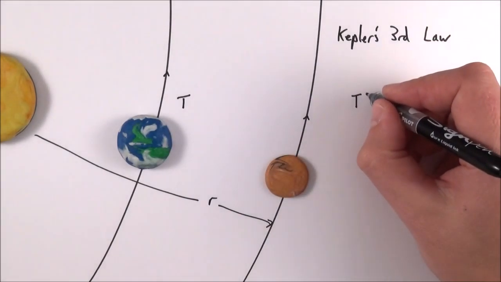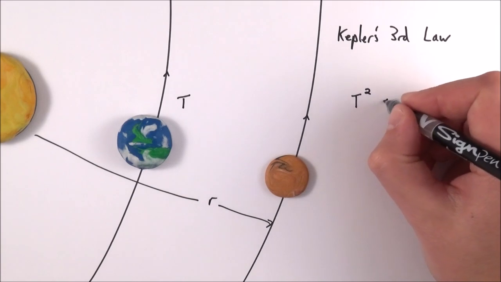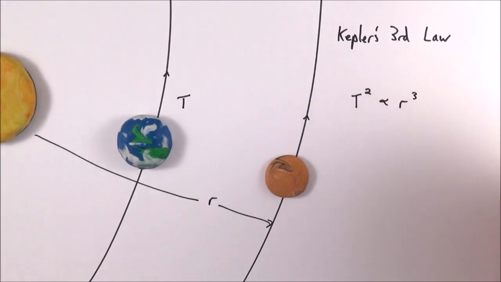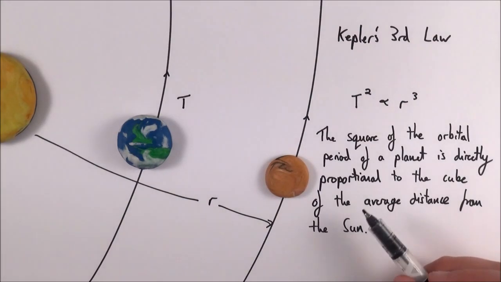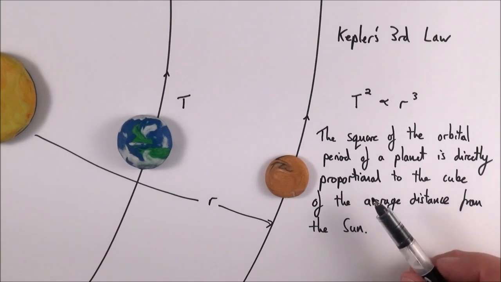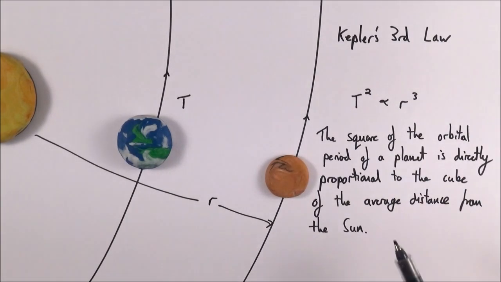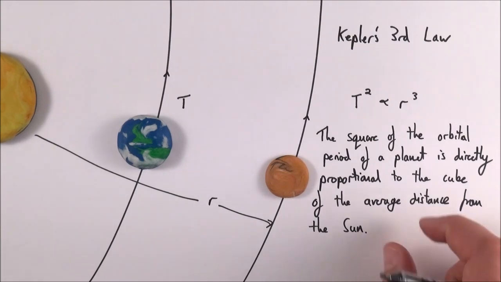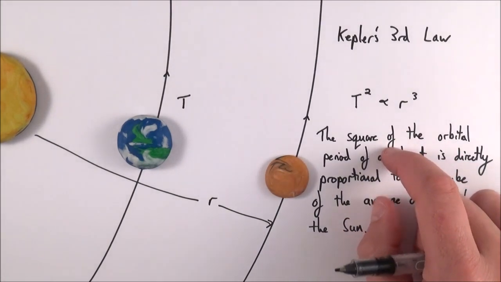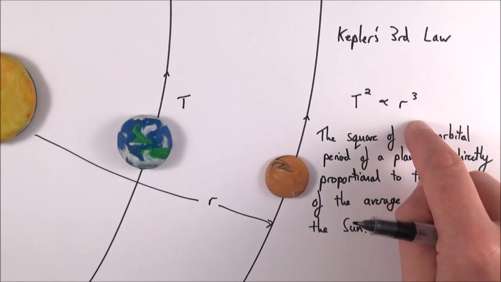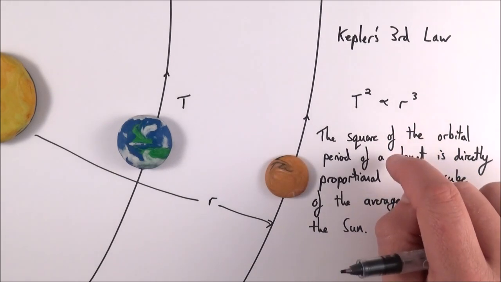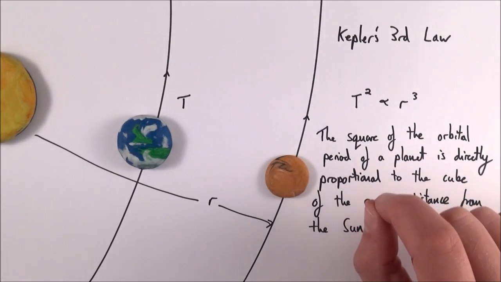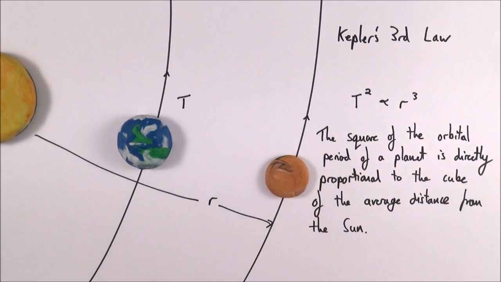But basically what he said was that the time period squared is proportional to the radius cubed. And just written out, we can say that the square of the orbital period T is directly proportional to the cube of the average distance from the sun, which is r cubed. And this was a long time before Newton did his work on gravitation. And I'd like to show in the next bit of this video how you can actually show that yourself using Newton's laws, and also your work that you should know by now about centripetal force.